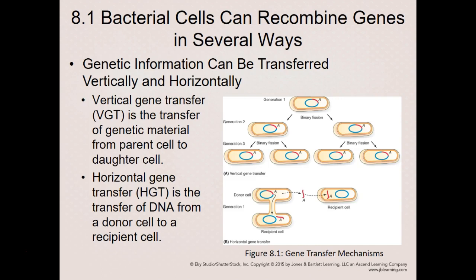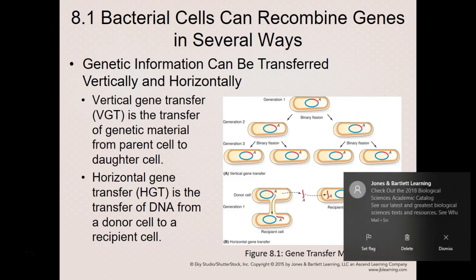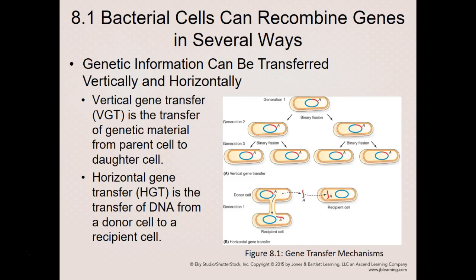And so we have two different mechanisms that can cause alteration to genes: vertical gene transfer and horizontal gene transfer. Vertical gene transfer occurs when a parent passes their genes on to their offspring. In that process, if a parent has some type of mutation, then the offspring can also get that mutation, changing their genetics.